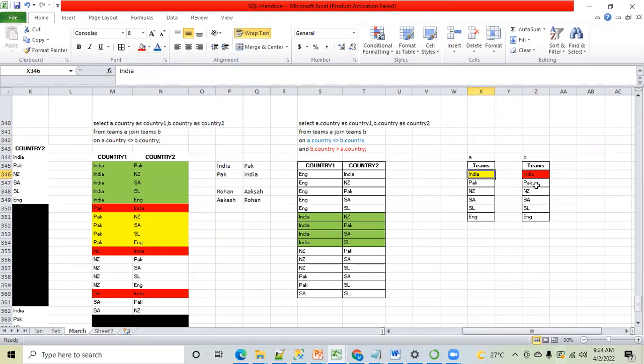Now India with Pakistan, will this be fetched or not? Yes, this will be fetched, because they are different countries, and you have mentioned here that I want the two countries to be different. So you will get all these. India and Pakistan, let's verify it is there. It is there. Similarly, India and New Zealand, you have India, New Zealand as well. India, South Africa, you have India, South Africa as well. India, Sri Lanka, you have India, Sri Lanka as well. India, England. Till here you have all these. Do you have India, England?